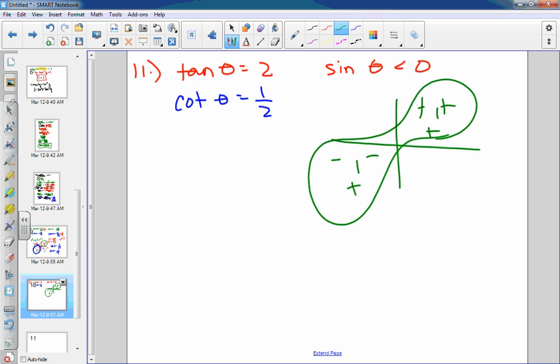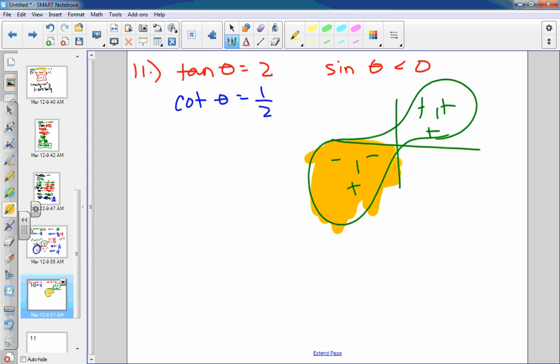Then this says that your sine value is less than 0. Well, if your sine value is less than 0, I still got to be in quadrant 3. Yes? So that means my sine value is negative, my cosine value is negative, right? Yes?